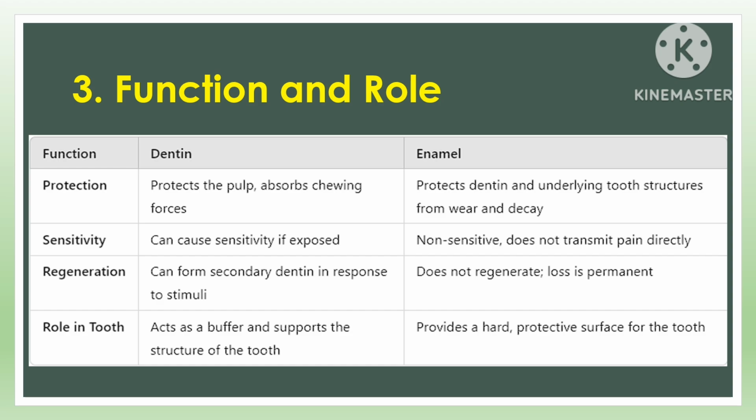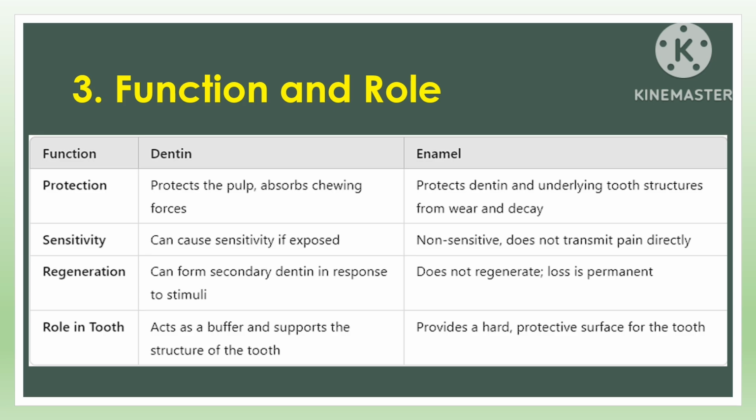Dentin's primary role is to protect the tooth pulp and absorb the forces from chewing. It can become sensitive if exposed, but it can also form secondary dentin in response to damage. Enamel's role is to shield the dentin and underlying structures from wear and decay. Unlike dentin, enamel does not regenerate because the developmental cells which give rise to enamel, that is ameloblasts, are lost during the developmental stages only.